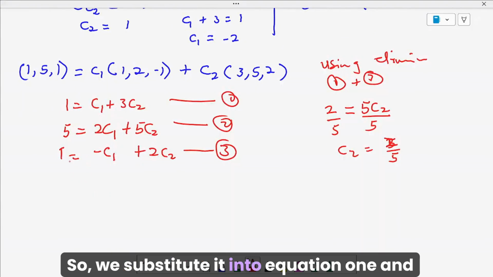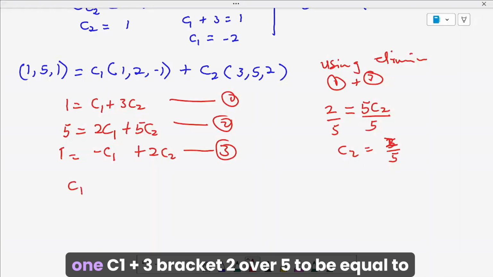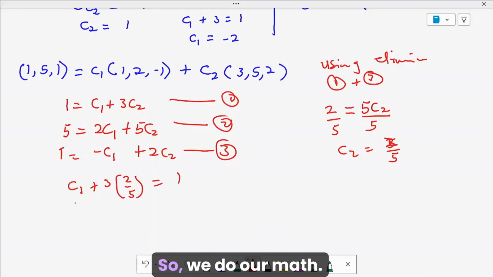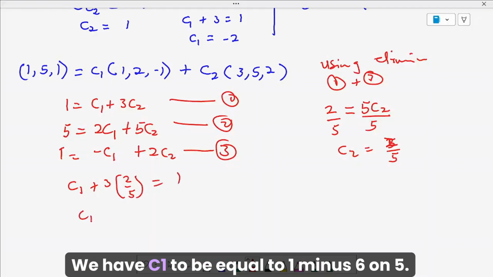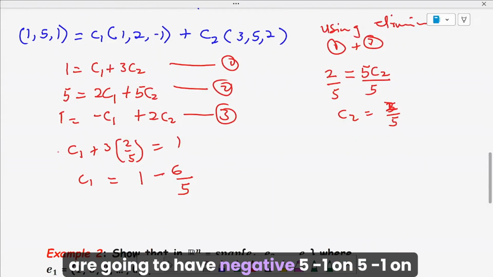So we substitute it into equation 1, and then we'll have C1 plus 3 brackets 2 over 5 equal to 1. So we do our math. We have C1 equal to 1 minus 6 on 5. And then if you do the calculation, you're going to have negative 1 on 5.